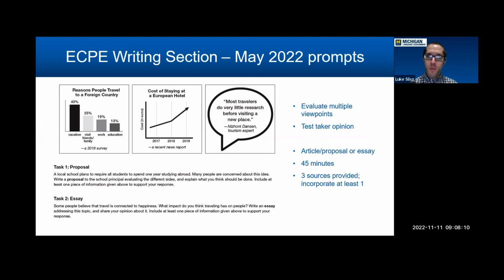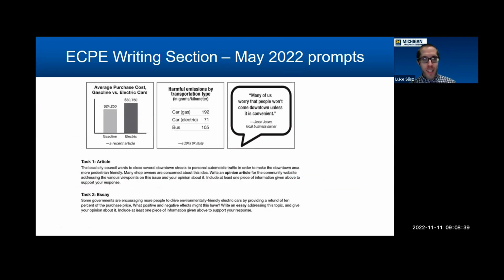They will be asked to evaluate multiple viewpoints and to also include their own opinion, which they're trying to support with details and factual information. And you can see task 1 in this specific prompt is asking for a proposal. It may ask for an article in some cases, and task 2 is asking for an essay. And regardless of the task you choose, there are 45 minutes given to the student to actually create their response.